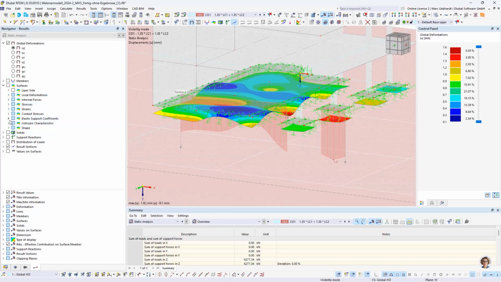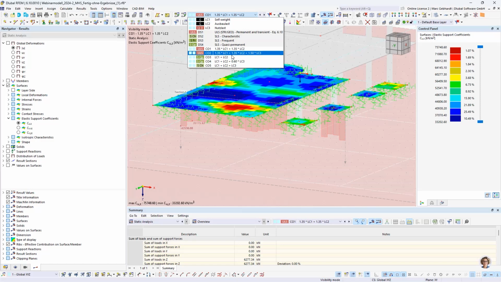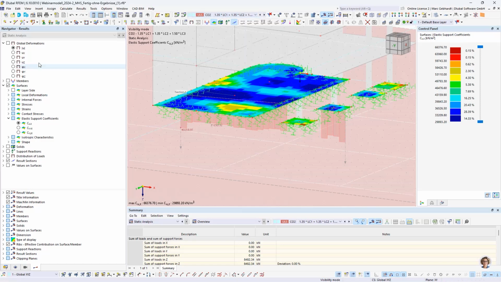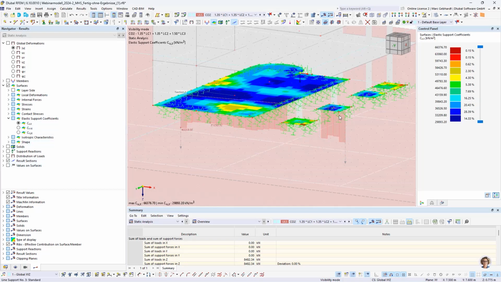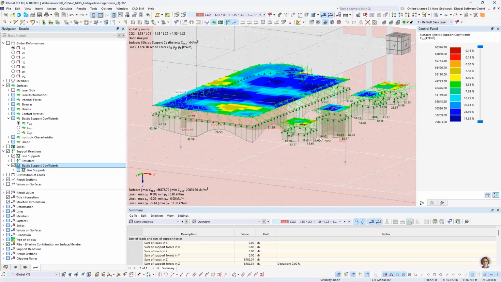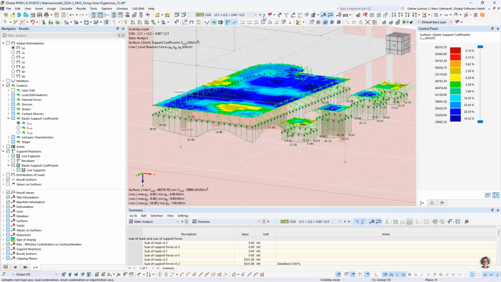So we can now check the elastic support coefficients on surfaces. At this point I would show this one. Yes, that's the values I would show. And also within the support reaction, the elastic support coefficients for the lines. And we see in this and the other assigned, they are equal, so the input works as expected.